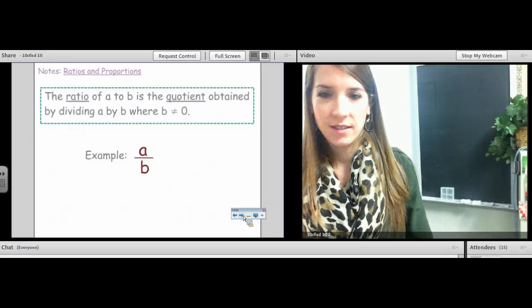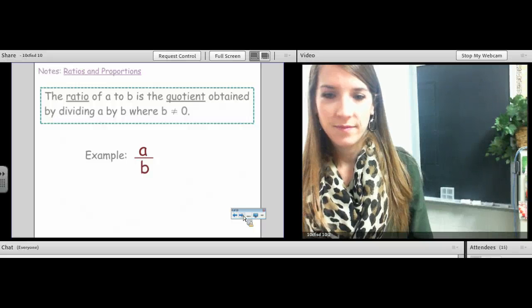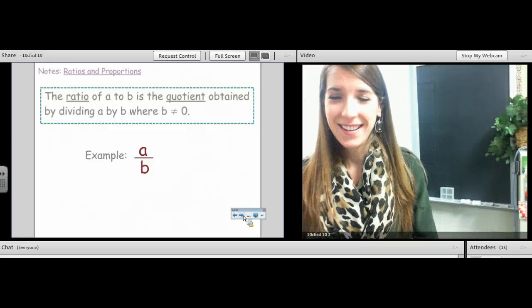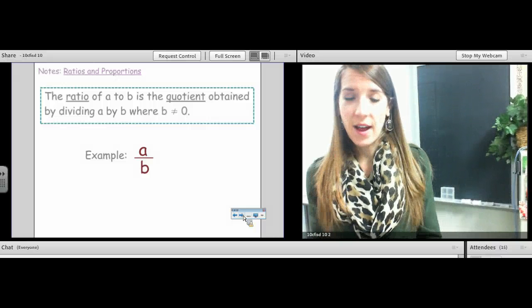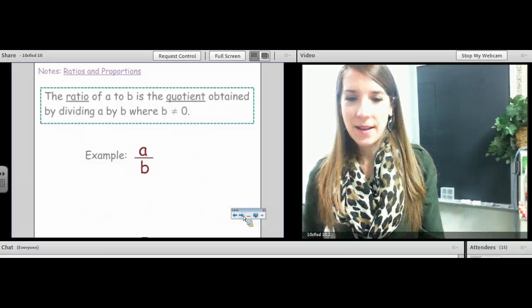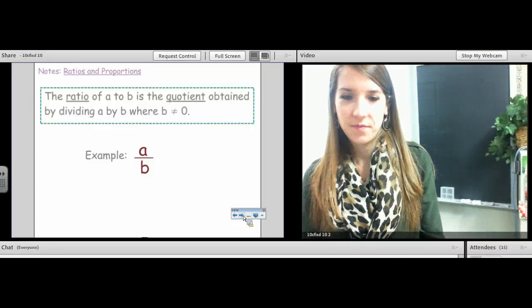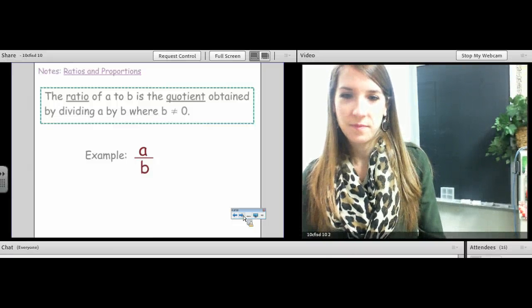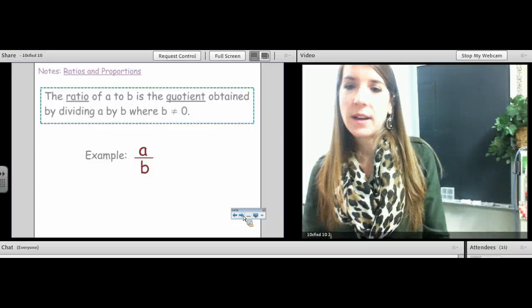Illegal. It breaks math. Okay. So A can be 0, right? That's fine. But in math, we are not allowed to divide by 0. We don't really know what it means to divide by 0. Okay, so that's a ratio.